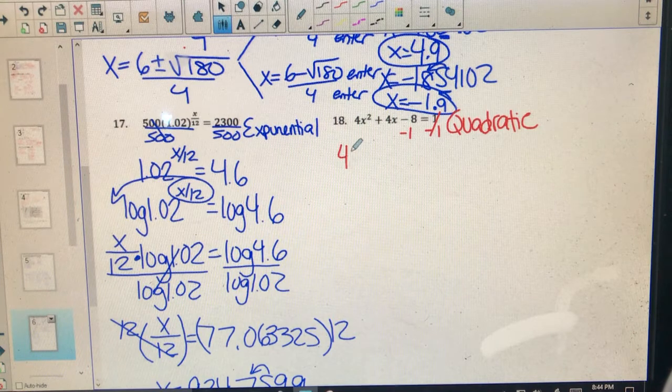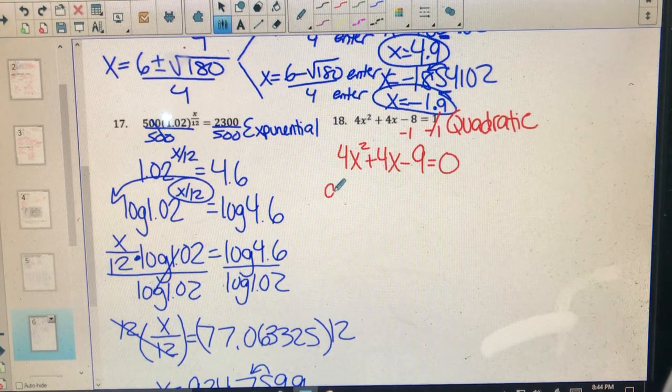So first, the 4x squared comes down, then the plus 4x, and a -8 minus 1 is a -9, and that's equal to 0. If you are one that likes to try and factor it first, go for it. Trust me that this one does not. If you don't trust me, look back at my key. I show you how it does not factor. This one you must use the quadratic formula.